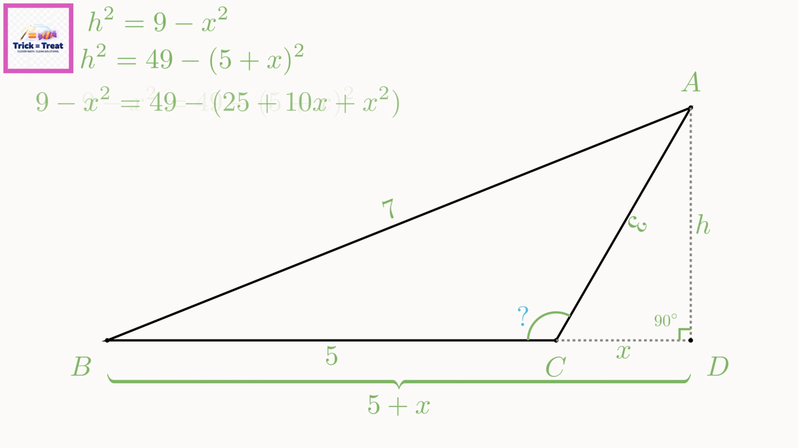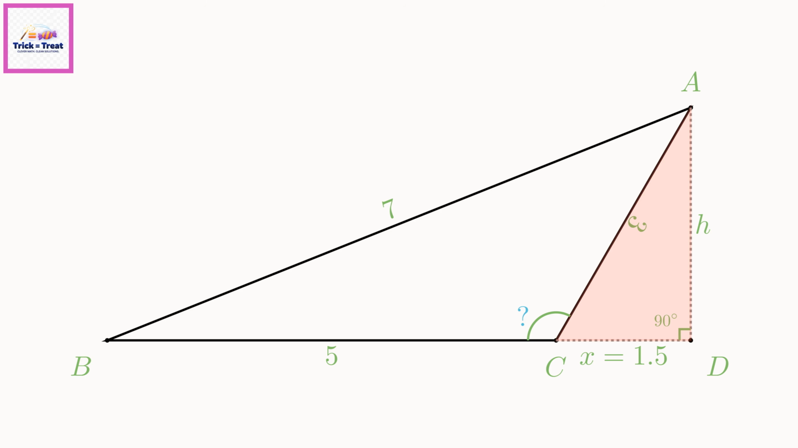Watch the magic happen. When we expand the right side, the x squared terms appear on both sides and poof, they cancel out. We are left with simple elementary school arithmetic. 10x equals 15. So, x equals 1.5. We found x is 1.5.